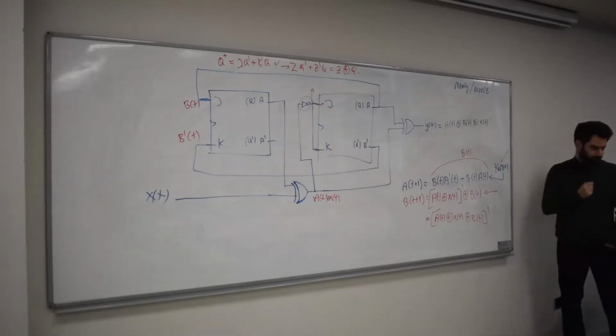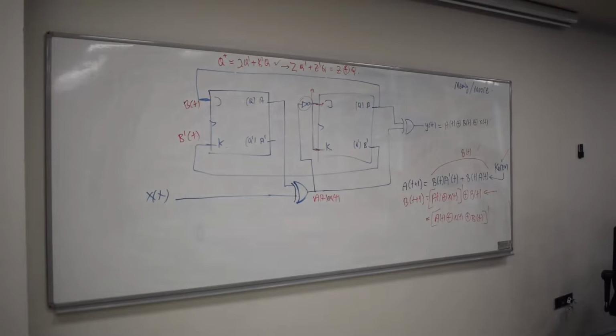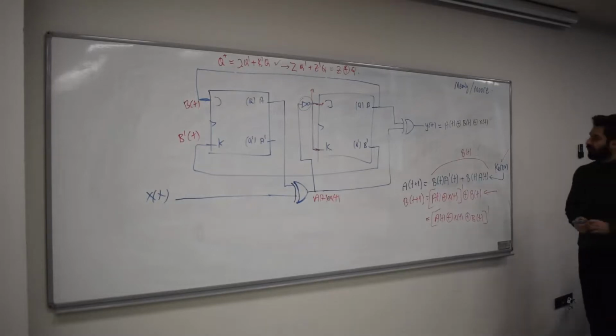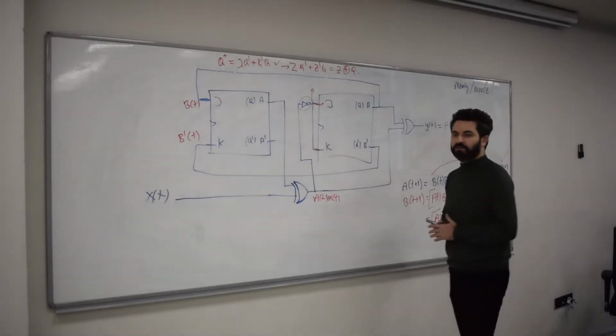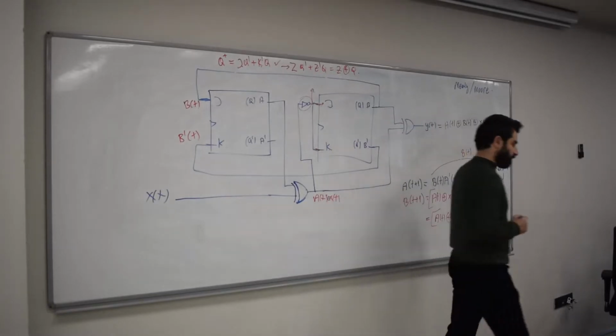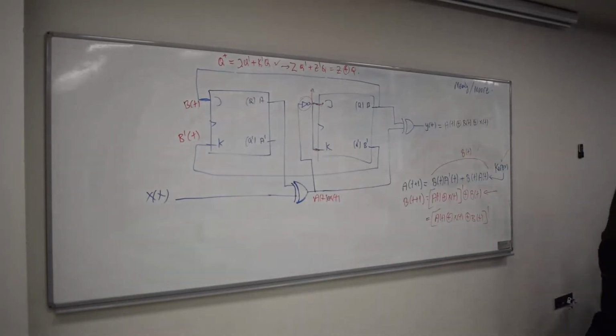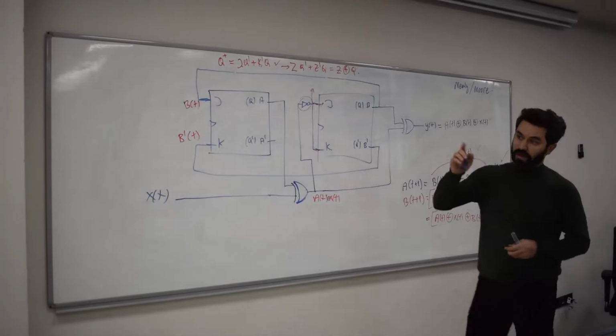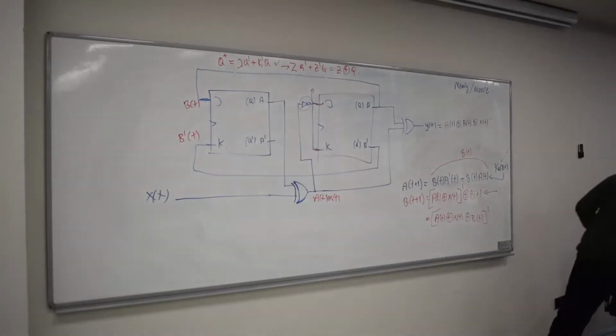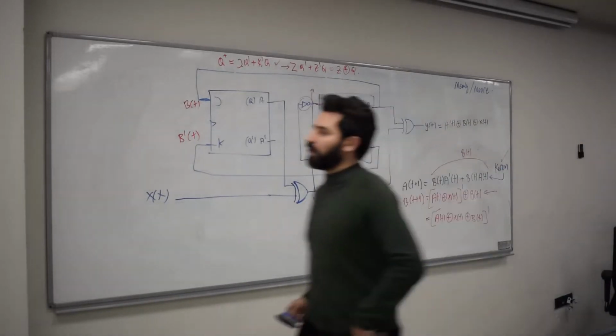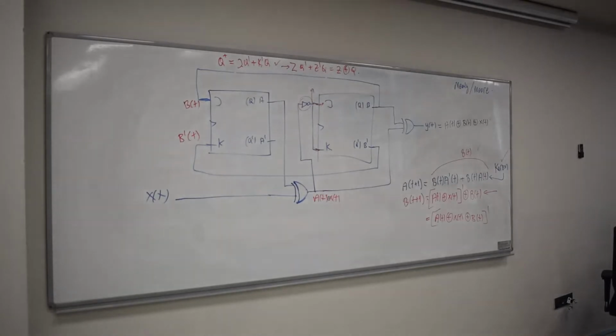How many minutes do I have? 12 minutes, okay, good. So the next thing is to write down the state table. So let's see if I can write it on the left-hand side. Just do it quickly. Here.